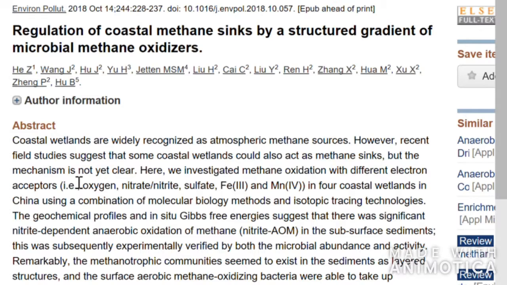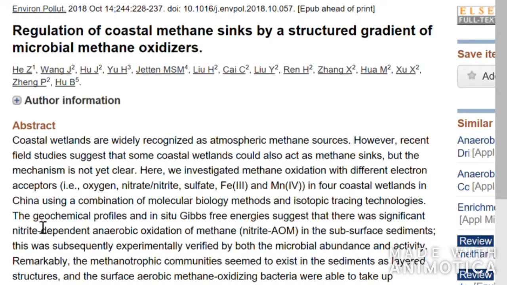The mechanism is not yet clear. Here we investigated methane oxidation with different electron acceptors in 4 coastal wetlands in China. So they tested samples from China using a combination of molecular biology methods and isotopic tracing technology. So they took these molecules, which you can find on the periodic table, and they oxidized methane, and they tested on 4 samples in China using these methods. You don't need to know the methods, they just used these methods, okay?